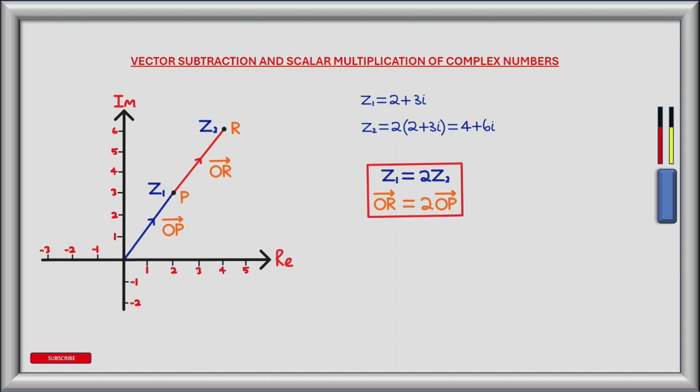Notice here that position vector OR has the same direction as OP, but a magnitude twice as large, indicated by the fact that the line that connects the origin with point R is twice as long as that which connects the origin and point P.